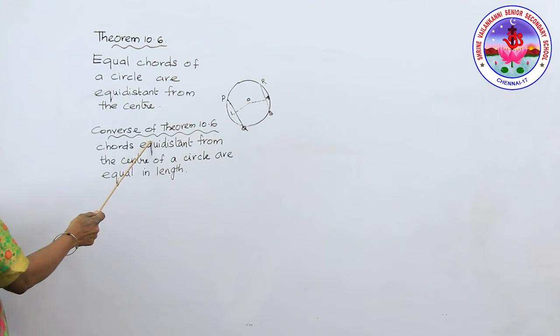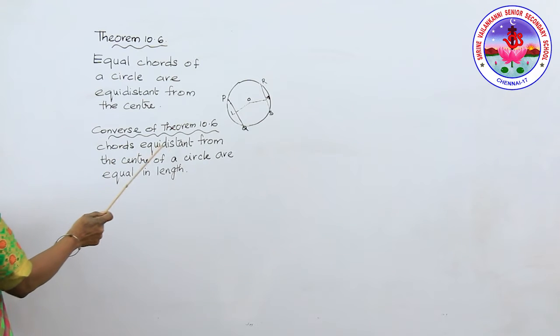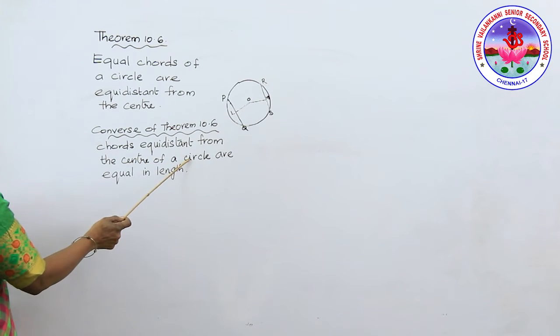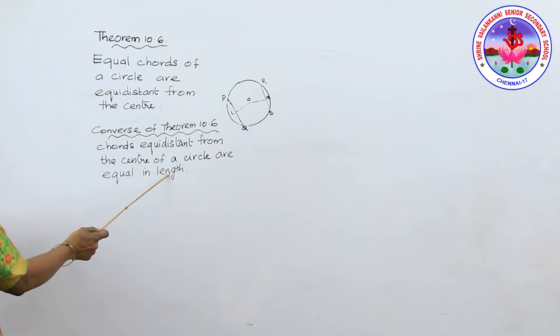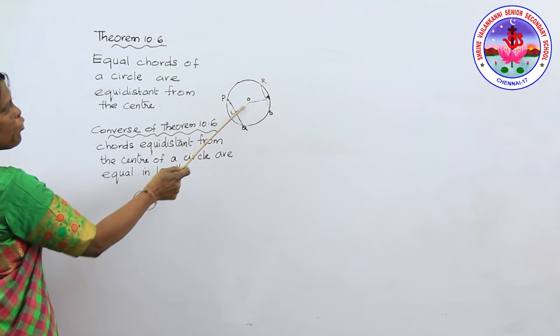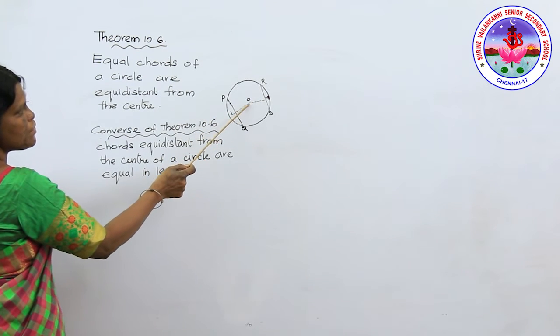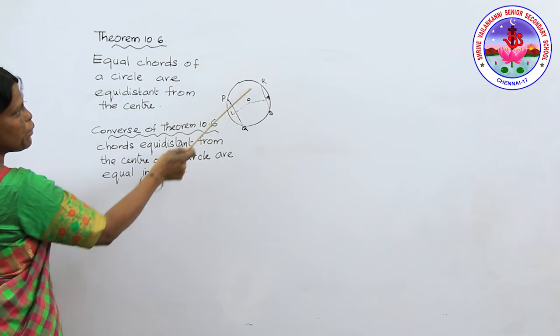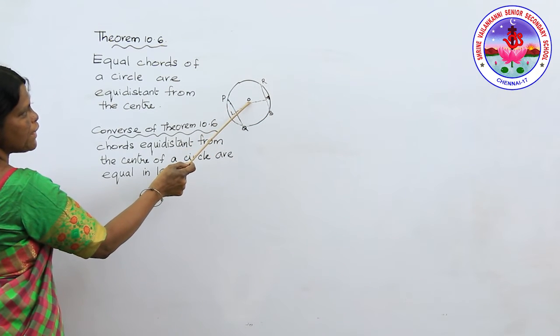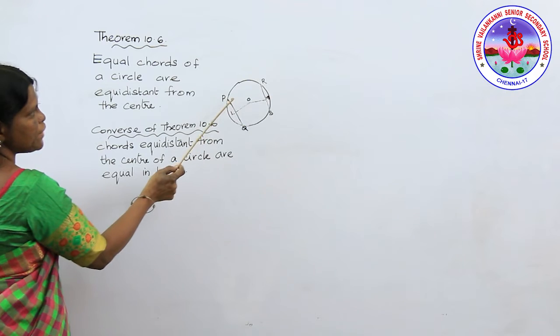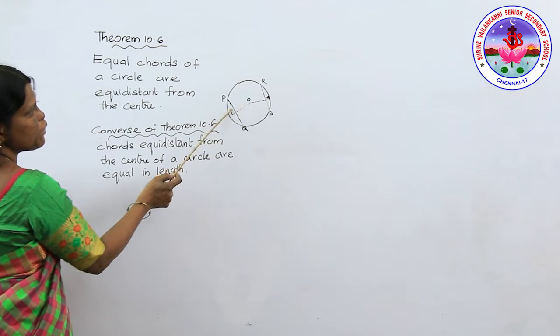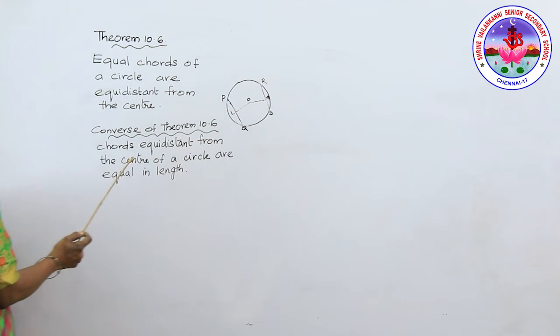Now we see the converse of this theorem. Chords equidistant from the center of a circle are equal in their length. So they say that if OL is equal to OM, that is, the chords PQ and RS are at an equal distance from the center, then these chords must be equal to each other.